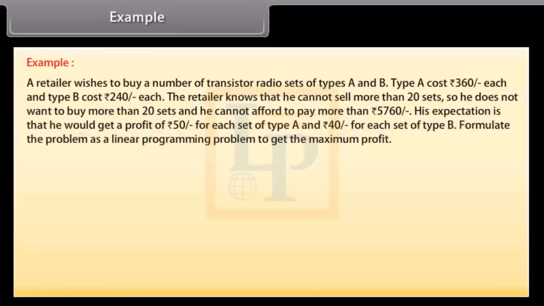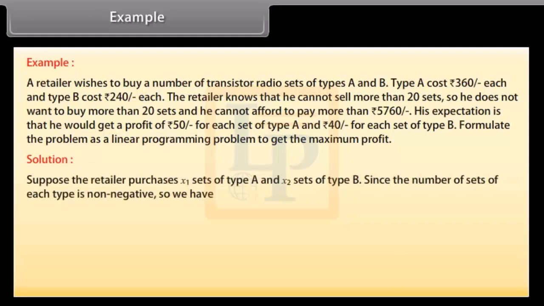Example. A retailer wishes to buy a number of transistor radio sets of types A and B. Type A cost rupees 360 each and type B cost rupees 240 each. The retailer knows that he cannot sell more than 20 sets, so he does not want to buy more than 20 sets and he cannot afford to pay more than rupees 5,760. His expectation is that he would get a profit of rupees 50 for each set of type A and rupees 40 for each set of type B. Formulate the problem as a linear programming problem to get the maximum profit.